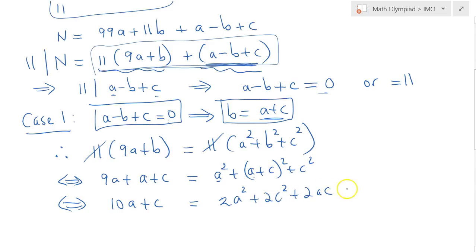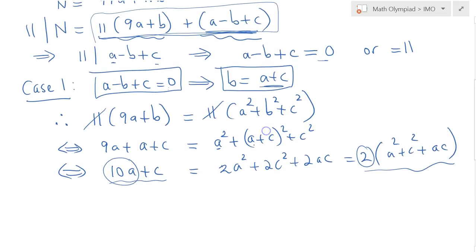Or if you will, we can just factor out the 2 a square plus c square plus ac. Why did we do that? Because we realized the right hand side is divisible by 2. The left hand side must be divisible by 2 as well. Well, the first term is divisible by 2, so this implies that c itself is also divisible by 2, so it has to be even. So we have an even c here.